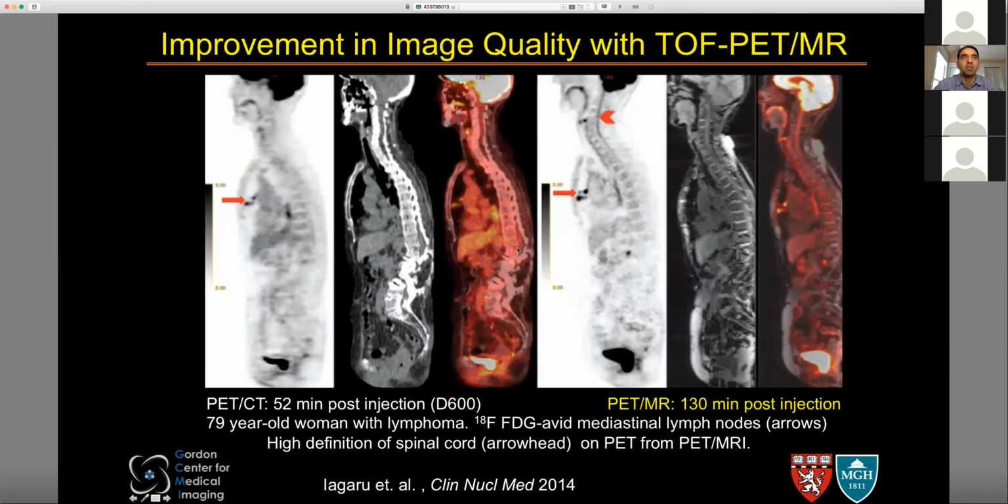And same thing with patients. Here's a patient where you can look at the mediastinal lymph node. It's much better delineated than on non-time of flight. Same thing in the spinal cord. Look at the spinal cord details here compared to here. All right. So now we got the best of both worlds. We have time of flight and we have PET MR.